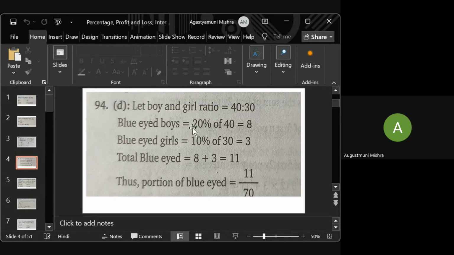So blue eyes boys, that is 20% of 40. So that will be 8. Blue eyes girls, that will be 10% of 30, that is 3. Whatever the ratio is there, that is 8 and 3. At the end, you add the total blue eyes number, then you will get it out of the whole, 11 by 70, which we were discussing, a part of the whole. So that is the correct answer. I think that is clear to everyone.